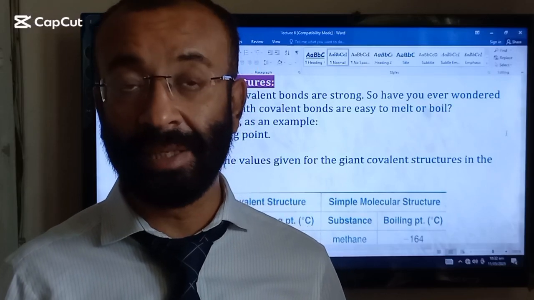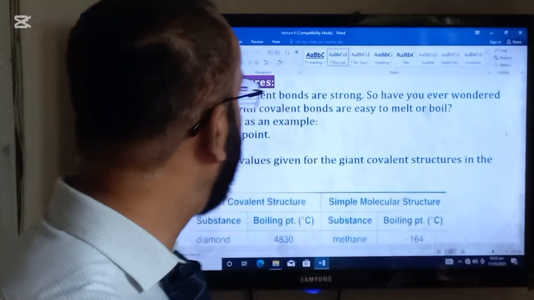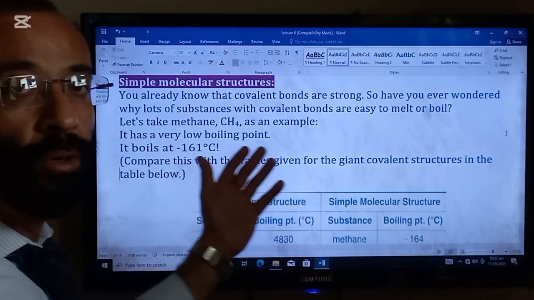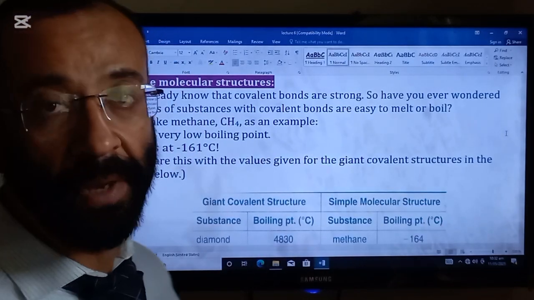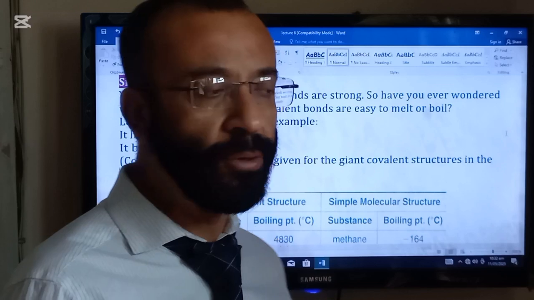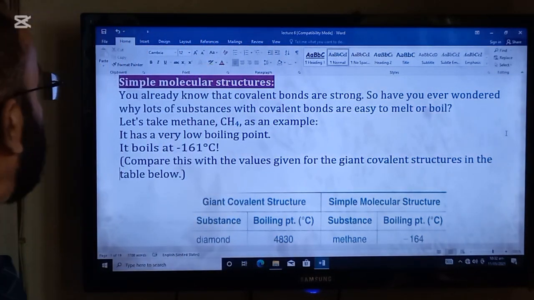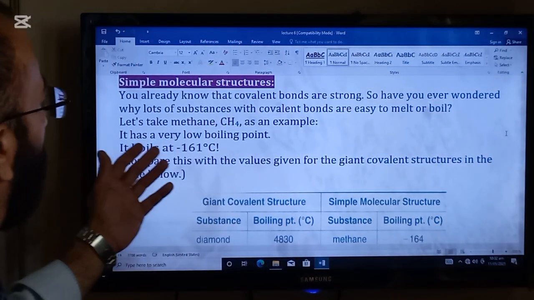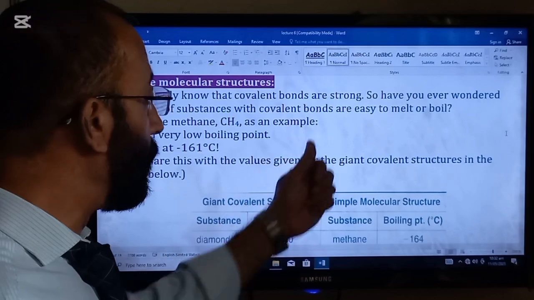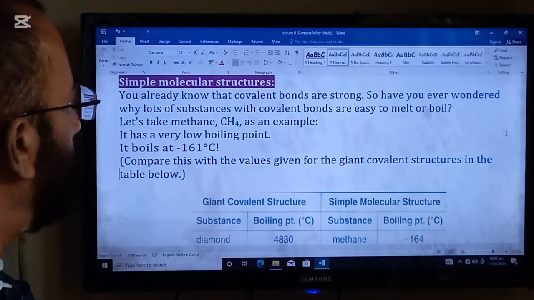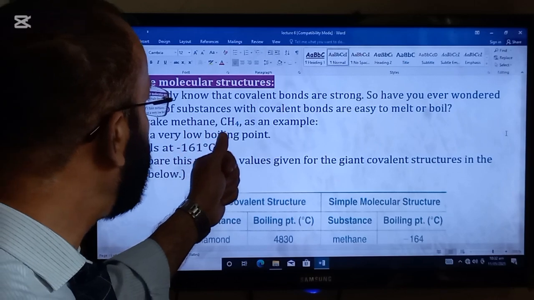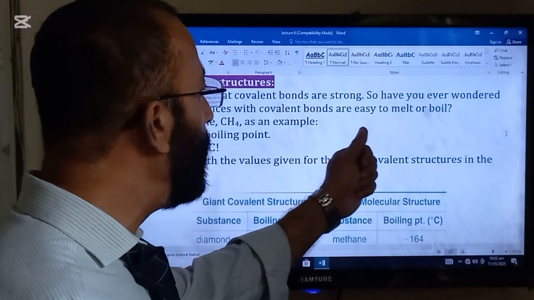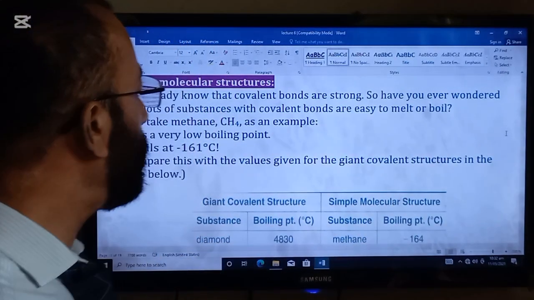Good morning, students. Today's topic in chemistry is simple molecular structure. So concentrate yourself. Again, a very important topic, and we are going to start now. You already know that covalent bonds are strong. So have you ever wondered why lots of the substances with covalent bonds are easy to melt or boil?